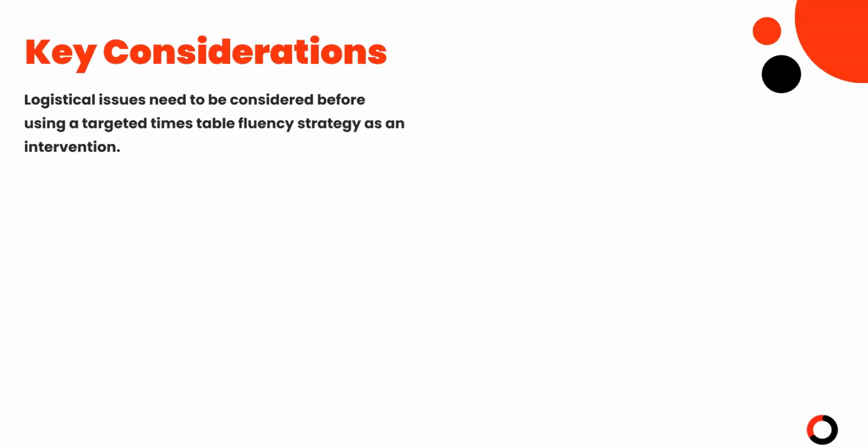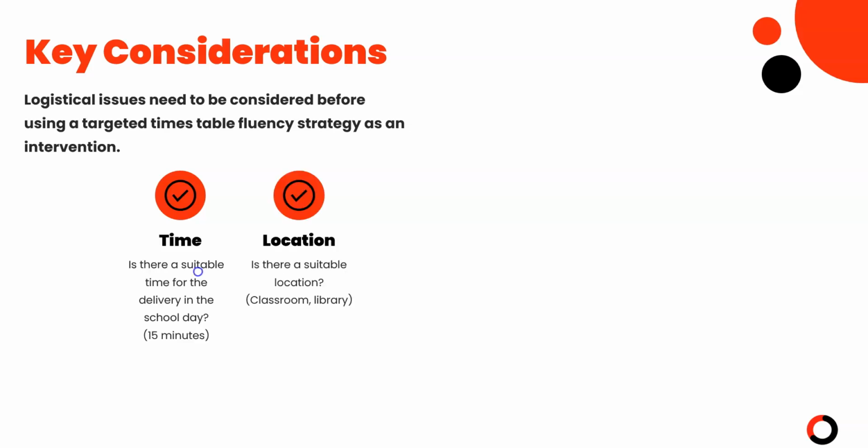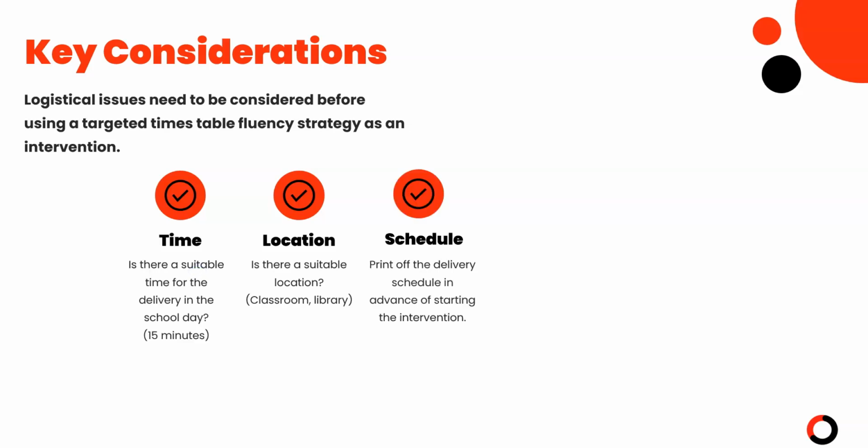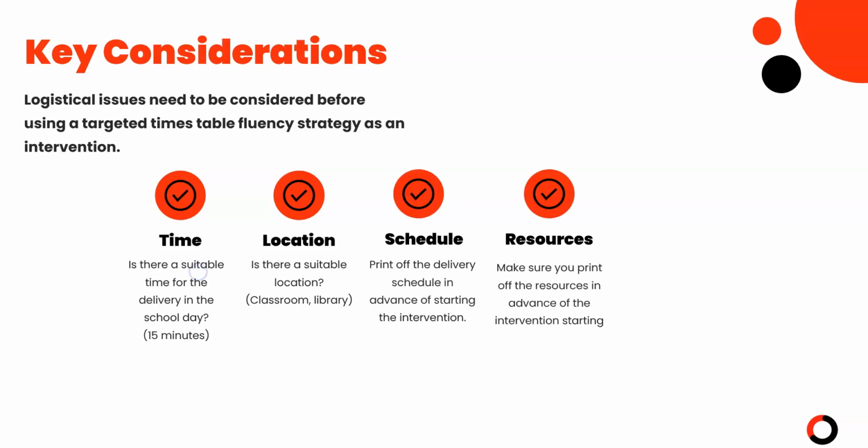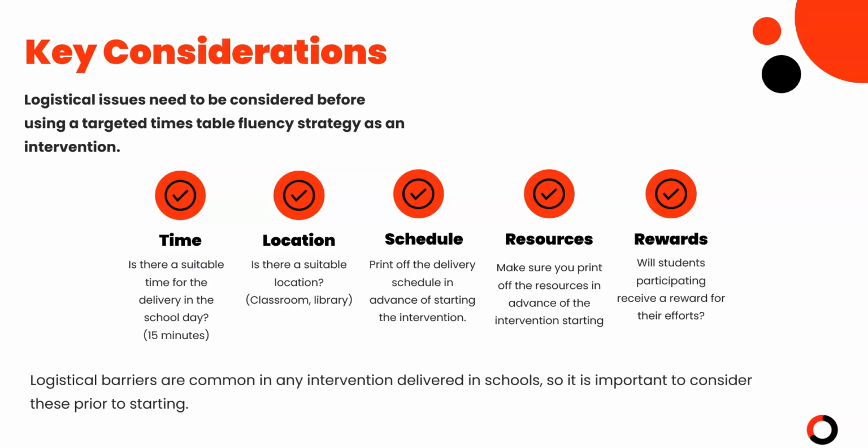And then finally, moving on to your key considerations, issues need to be considered before using a targeted times table fluency strategy as an intervention, such as is there suitable time in the day for the delivery? Is there a location where this can be delivered? Schedule, make sure this is printed off in advance, and the same that the resources are printed off as well. And then will you link this to any potential rewards? Logistical barriers are common in any intervention delivered in schools, so it's just important to consider these prior to starting.